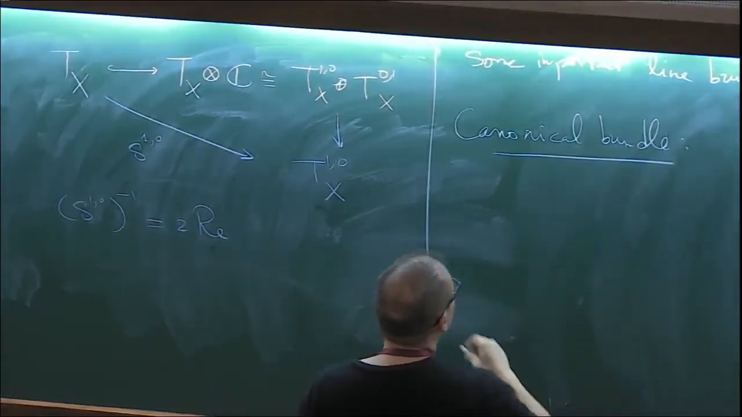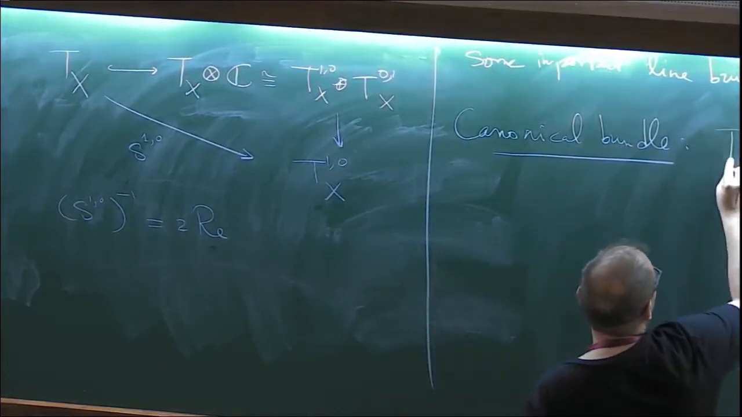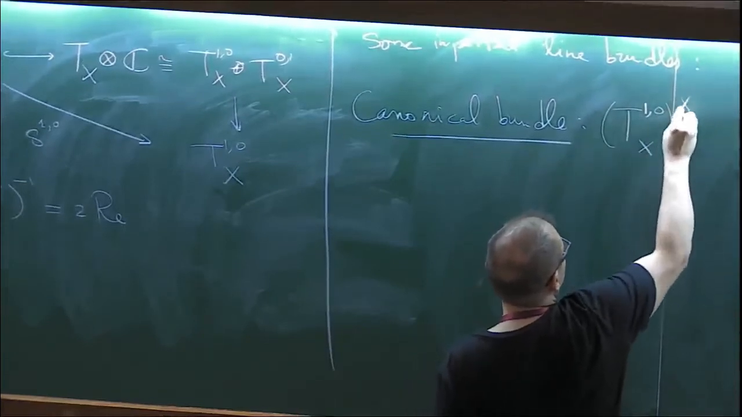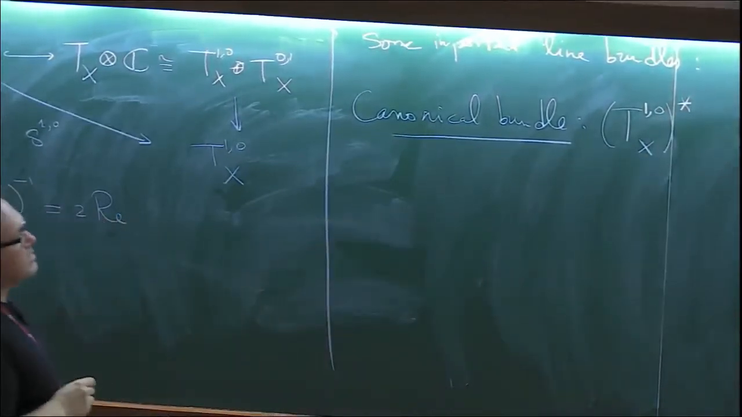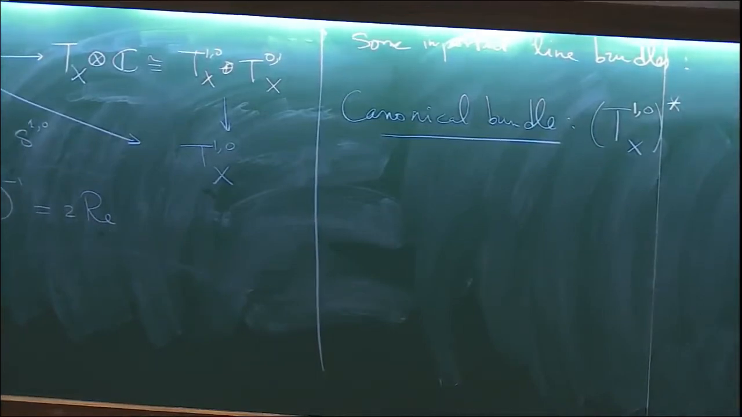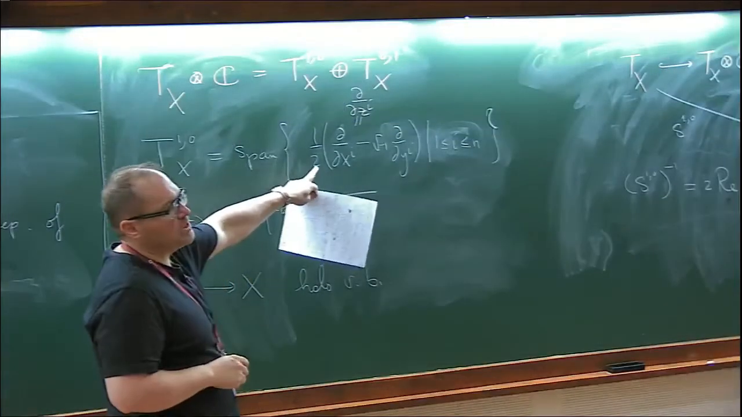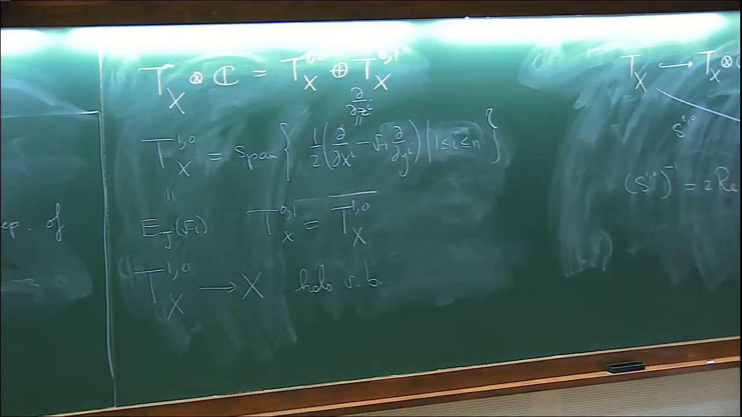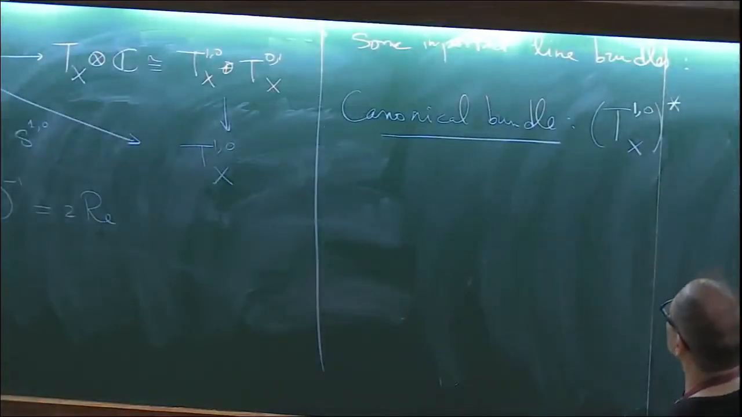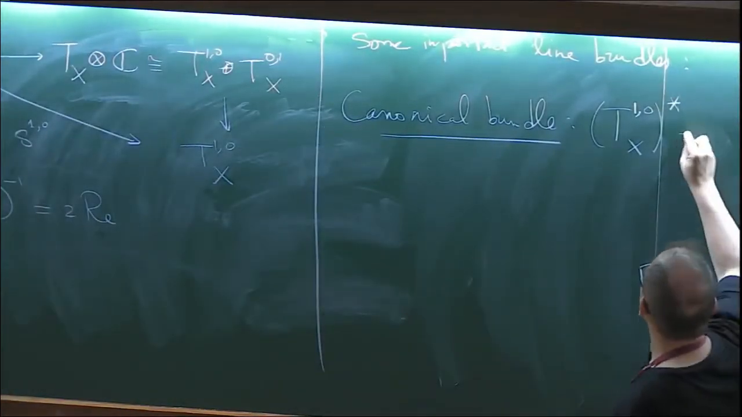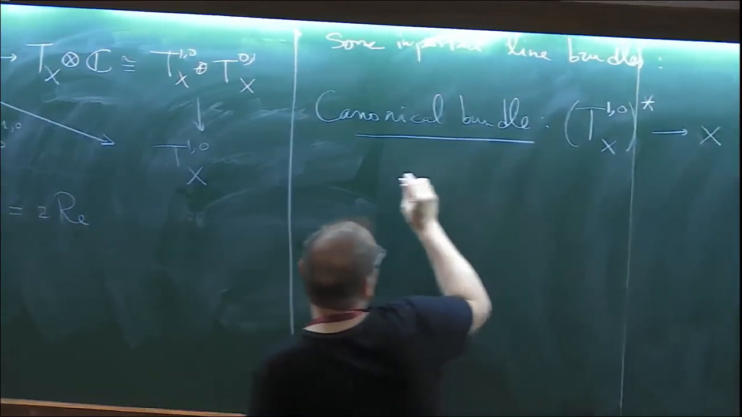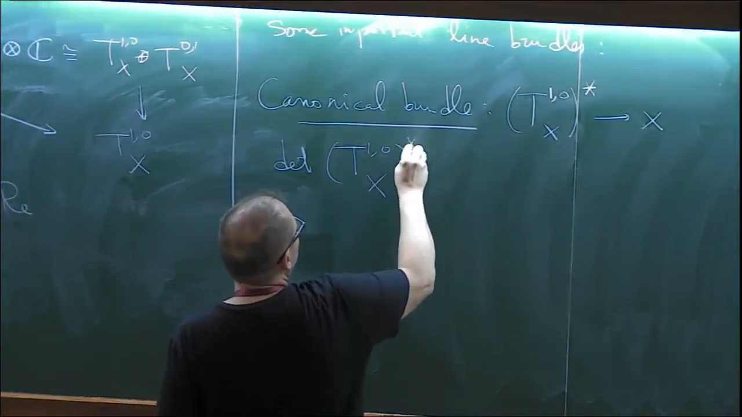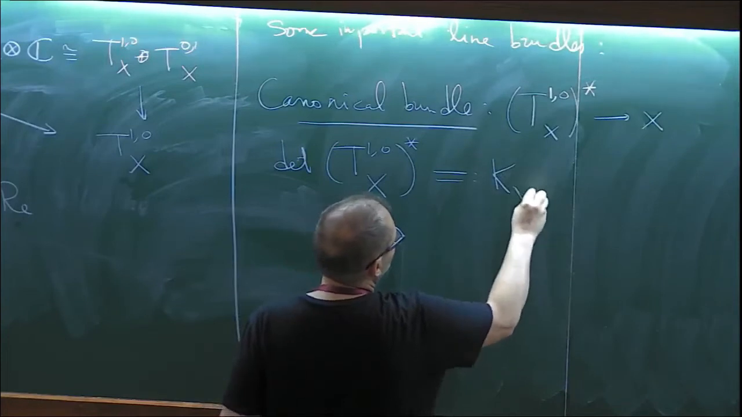Okay, so you can take this T10 of X and take its dual bundle. The sections of this T10 are these kind of complex vectors. So the duals will be complex valued differential one forms of certain type. We'll discuss in a little bit. But anyway, it's some dual bundle. And then you can take the determinant of this. And that's called the canonical bundle.